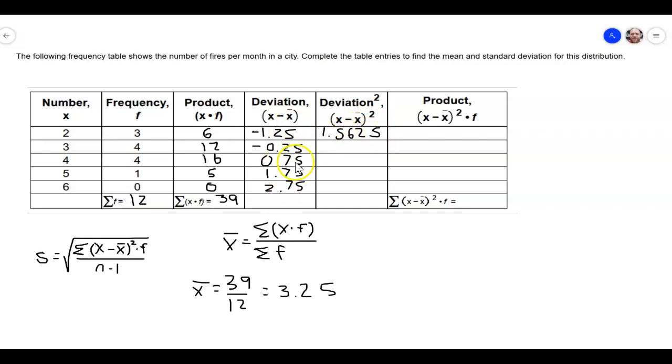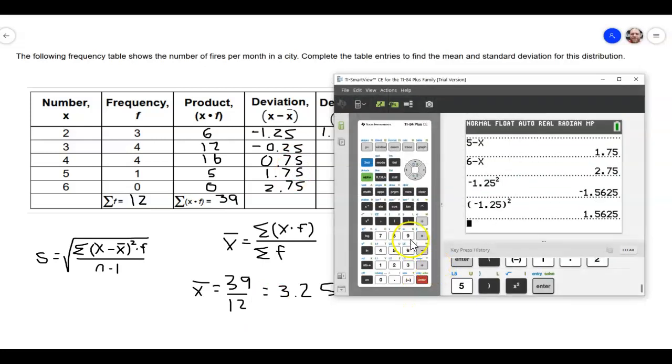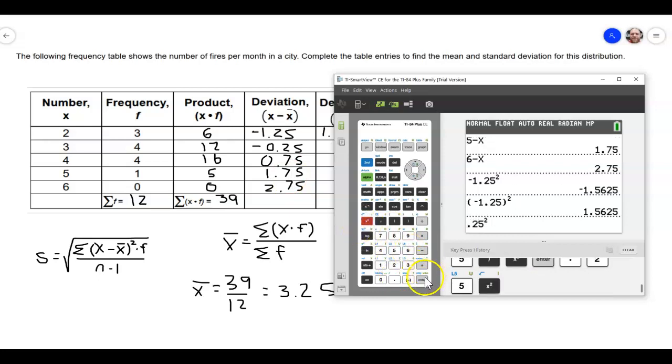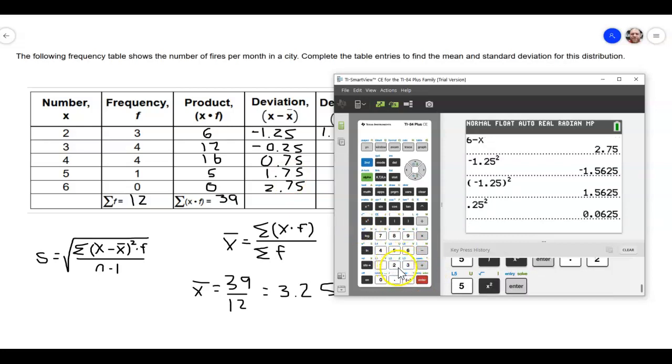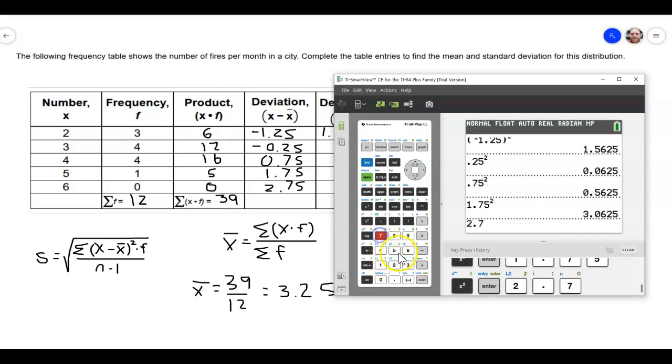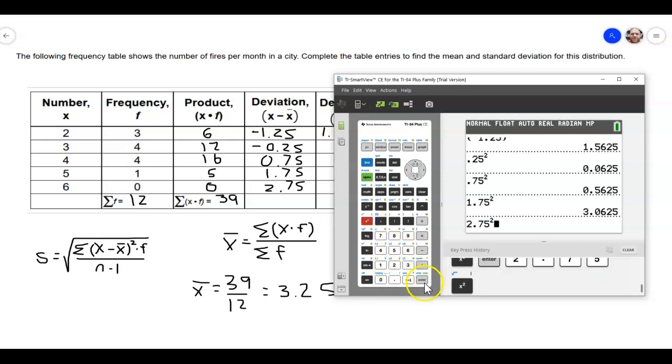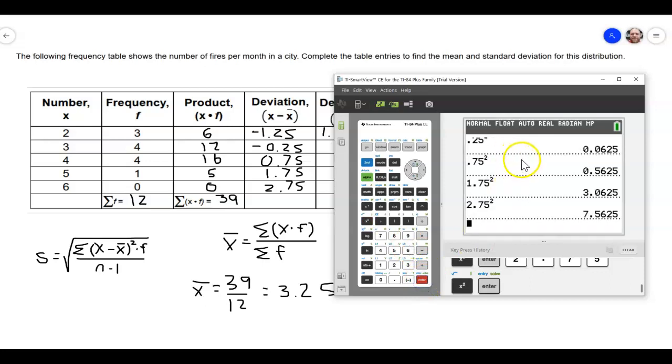All right, and then you're just going to do the same for the rest of those. And I'm not going to even put in the negative because remember, I'm going to get a positive anyway. So 0.25 squared, 0.75 squared, 1.75 squared, and 2.75 squared.